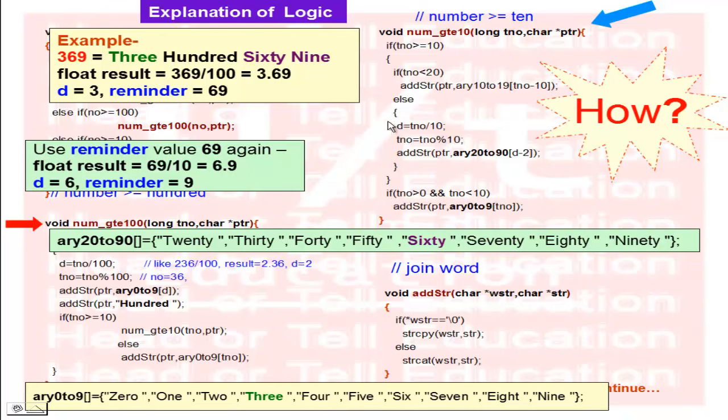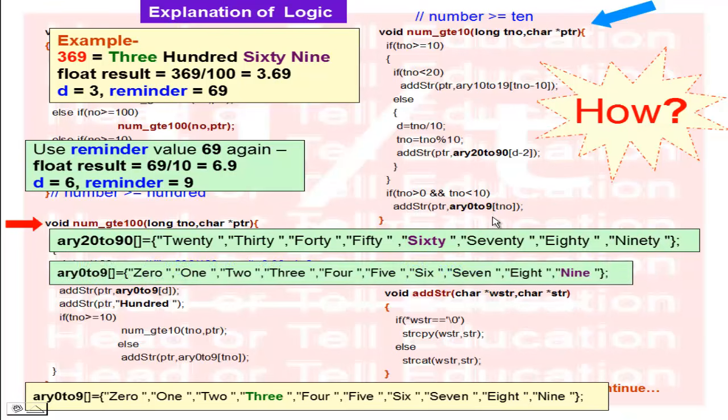Now next, what is the remainder? The remainder is 9. Okay, so this tno is between 0 and 10, less than 10. So we call again and use the index of the array 0 to 9, which is already indexed, like 0 1 2 3 4 5 6 7 8 9. So the tno value is 9, and again we call the function add_str and concatenate. Okay, so the full word is generated for 369. Okay, this is the logic.